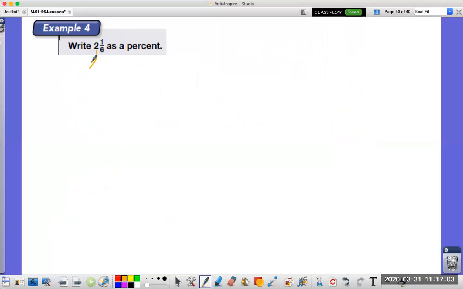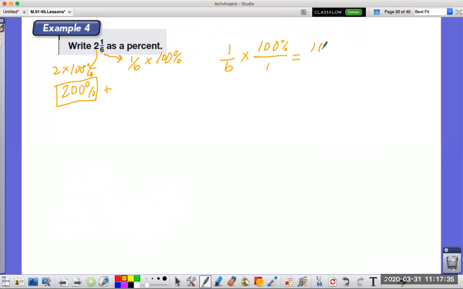I'm going to do it this way again. 200%, I know that right away because that's 2 times 100% equals 200%. And I'm going to add that to this one, which is 1/6 times 100%. I don't know what that is, so I'm going to do that right here. 1/6 times 100% over 1. So that's going to be this in the numerator and this in the denominator. If I multiply it straight across, now I've just got this problem.